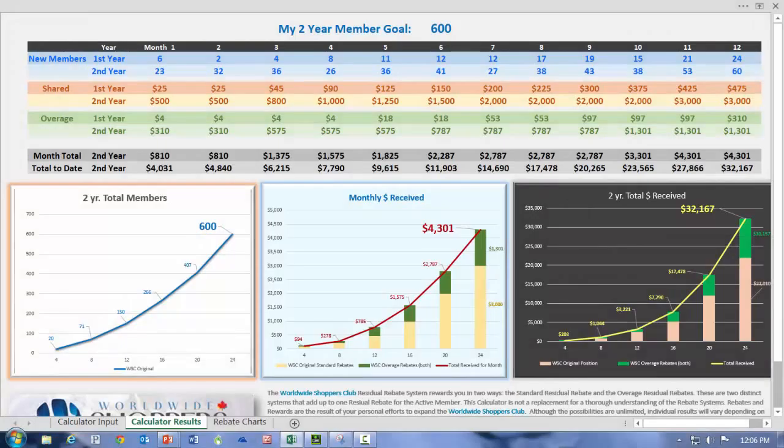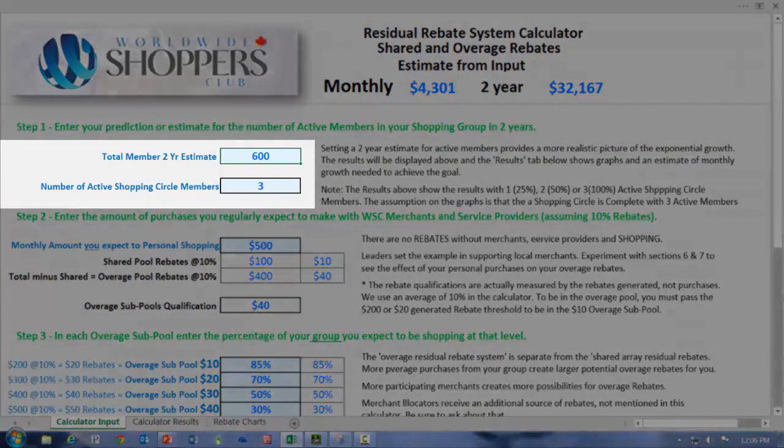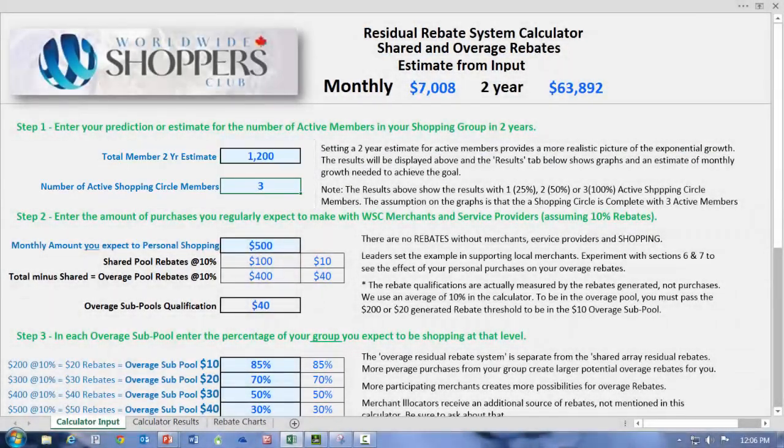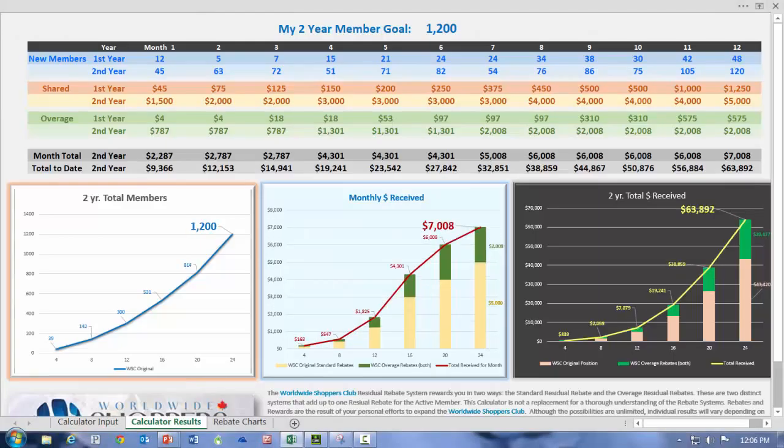Now let's get the idea that the Worldwide Shoppers Club is very established. We've got lots of merchants. There's many places to go shopping. Members are coming in, and there's a momentum that's building, and you were way short on your goal. So let's go back up here and double it. Let's suppose that you're going to go to 1,200 members. Now your results say that you're at $7,008 and have received $63,000 over the 2 years.